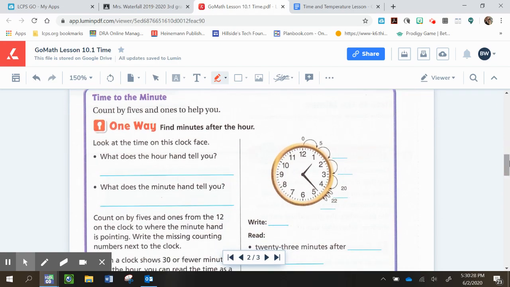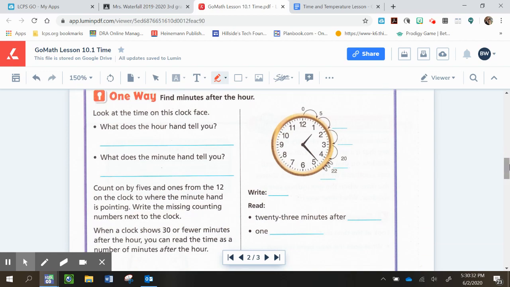Counting by 5s is one way to help you, okay? And so we're going to look at this clock, and it's asking us, what does the hour hand tell us? So here's our hour hand again. It is in between the 1 and 2 and past the 1, so the hour is 1. And the minute hand is interesting. This time we are not on one of the main numbers. We're on the separate numbers, which is telling time to the minutes.